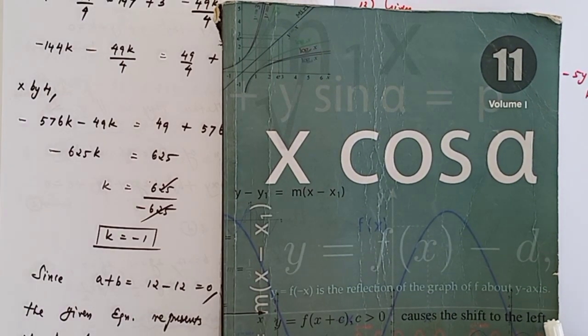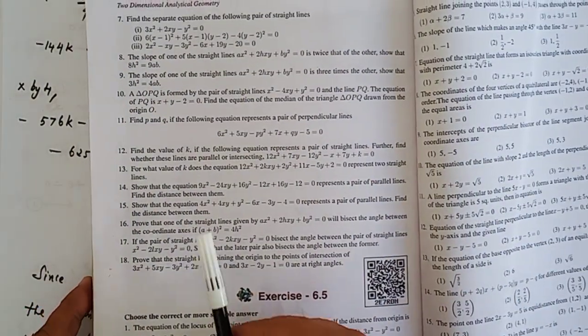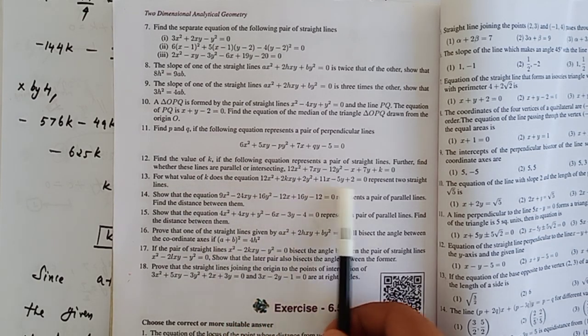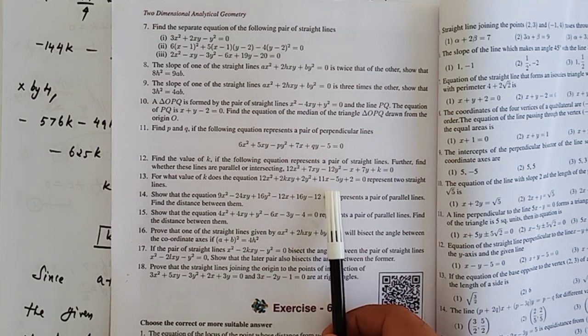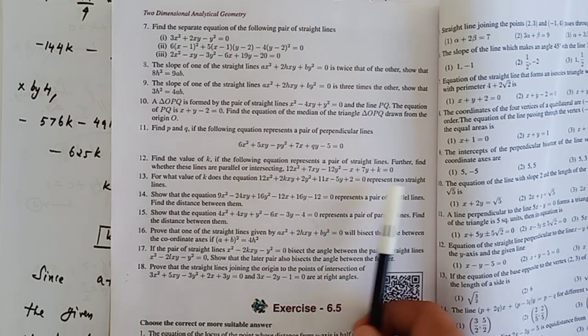11th standard mathematics, chapter number 6 continuation, exercise 6.4, problem number 13. For what value of k does the equation 12x squared plus 2kxy plus 2y squared plus 11x minus 5y plus 2 equals 0 represent two straight lines?